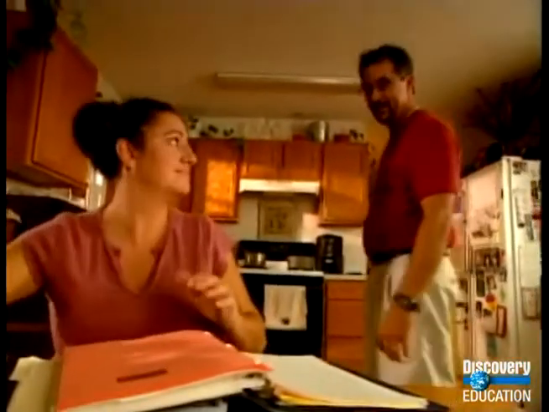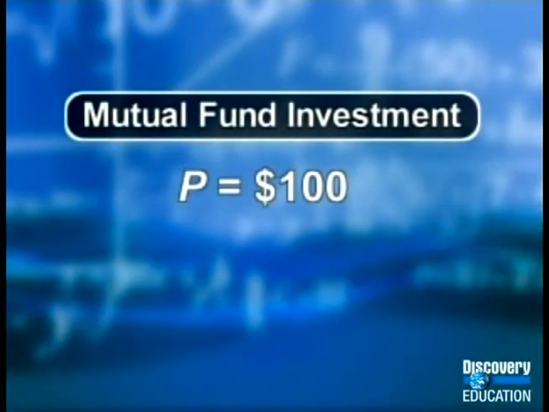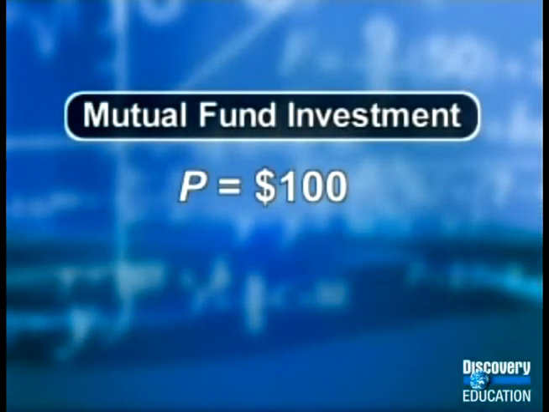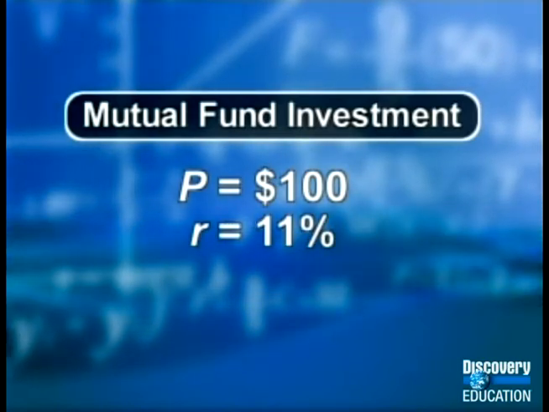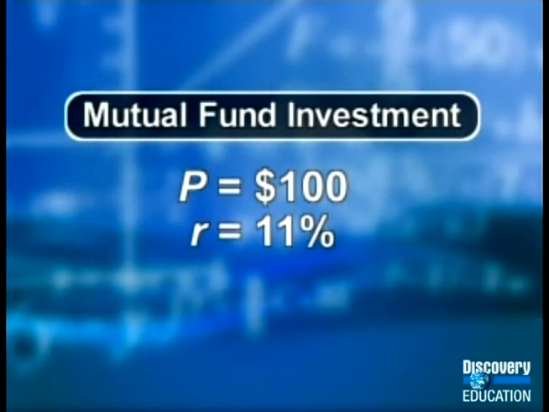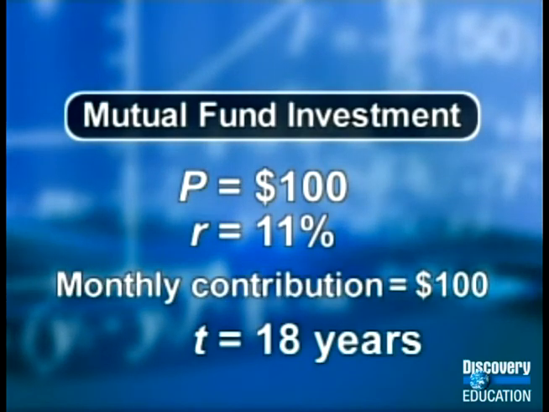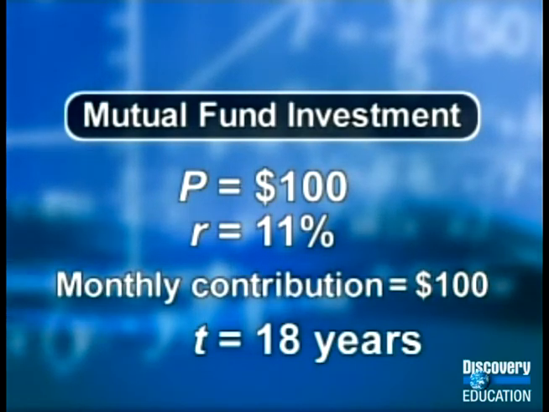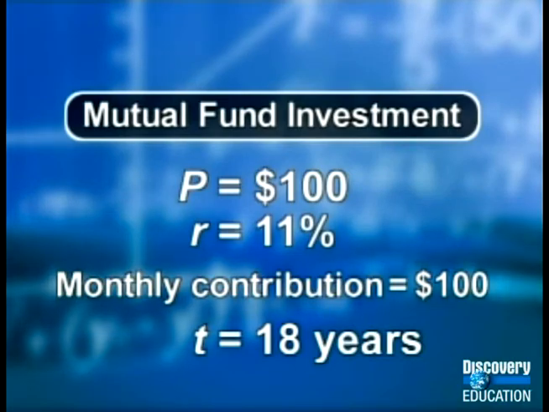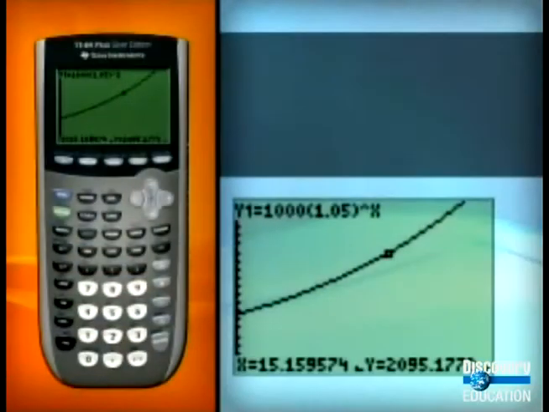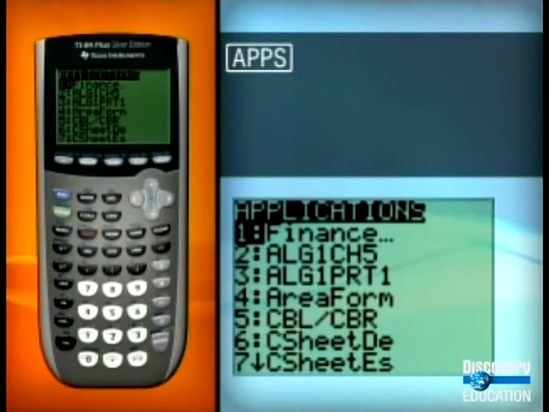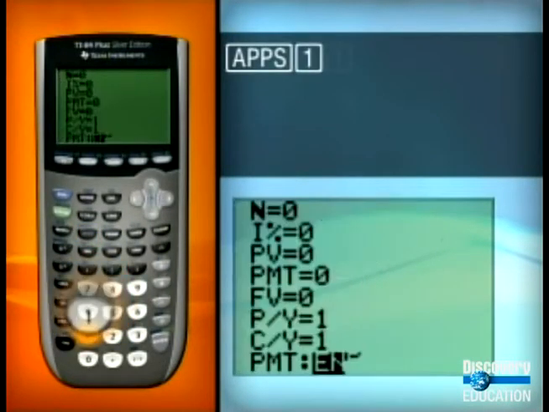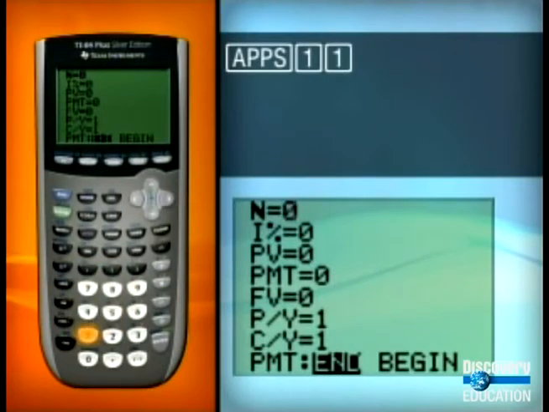Suppose the family invests $100 in a mutual fund whose interest rate has averaged 11% over its 30-year history. They also plan to contribute $100 each month until the child turns 18. Let's use TVM Solver to explore this. Press the application key called Apps right under the X key. Press 1 for Finance and 1 again for TVM Solver.